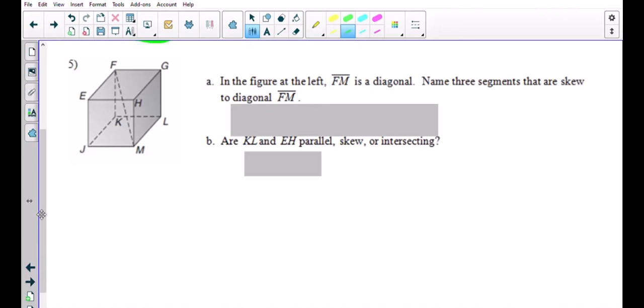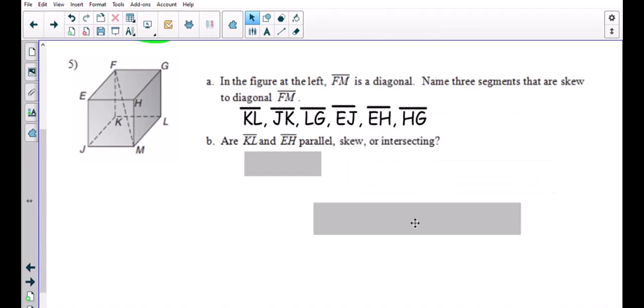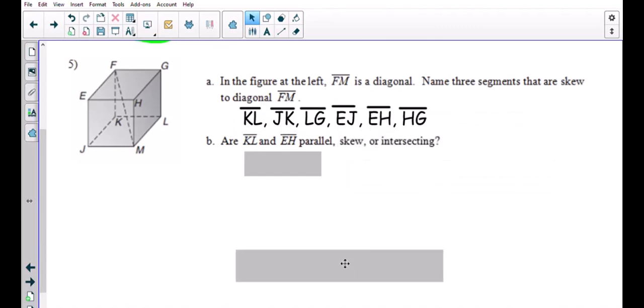Sometimes I have students who try to list JG, and as long as this is a rectangular prism, I don't think they'll intersect. But I wouldn't list one of the diagonals here. What I would do is just list segments that are given as edges of this figure. So here's what I listed. Now, I gave more than 3, I gave 6. But here we have FM, which I'm going to highlight in green.